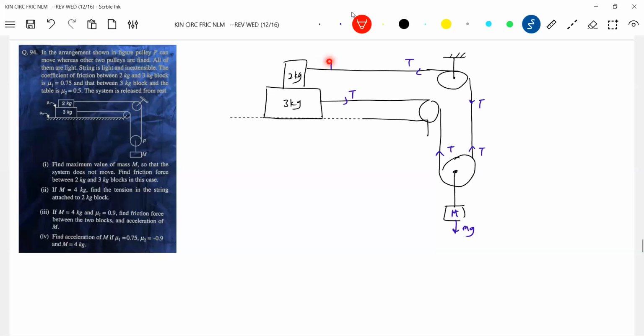How to manage this particular thing? So definitely the friction here should be maximum, F2L. Mu1, mu2 is given. So why should I take the friction here? Because you look at the tension here, the rope will try to pull the 3 kg block towards the right, and because of that the limiting friction should act here. What about the friction here for the equilibrium?